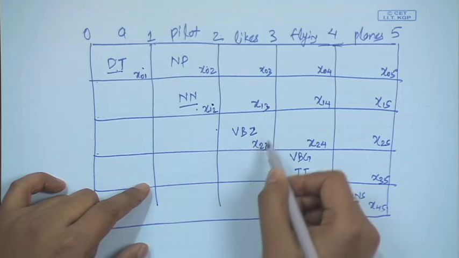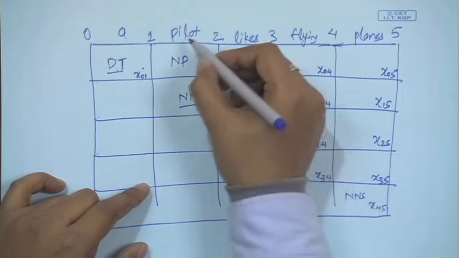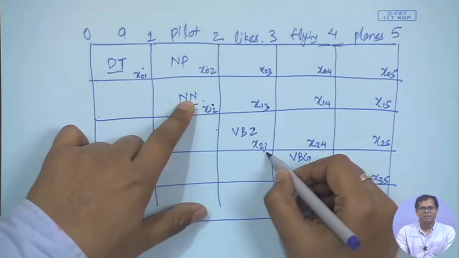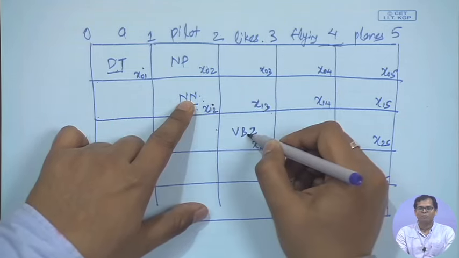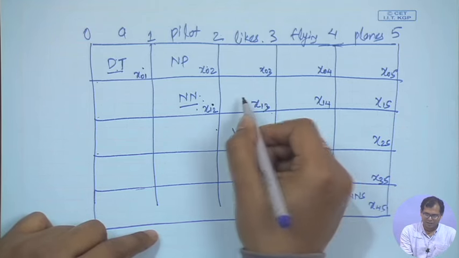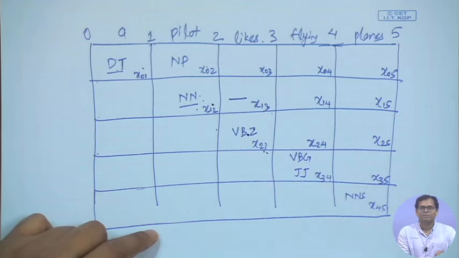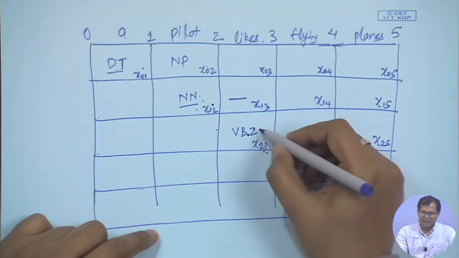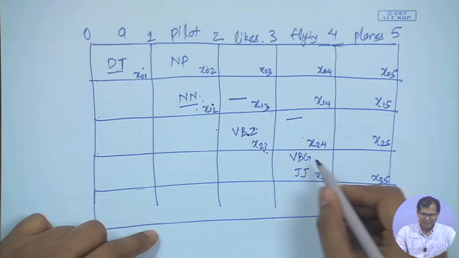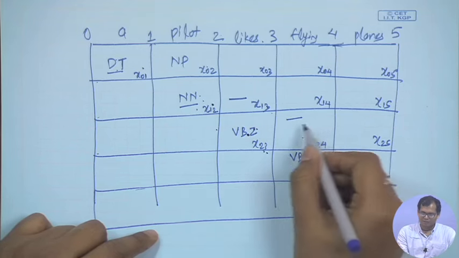x13 comes from x12 and x23. Yes, x13 is pilot likes, so it comes from pilot and likes. So any non-terminal that gives me NN followed by VBZ. And if you see, there is no such non-terminal, so I will fill in empty here. Similarly, anything for VBZ followed by VBG? No. Anything for VBZ followed by JJ?